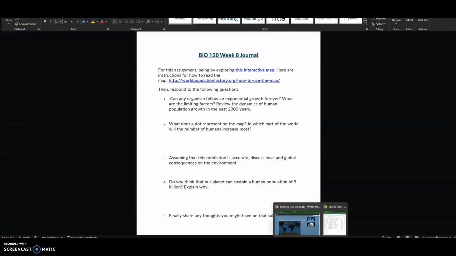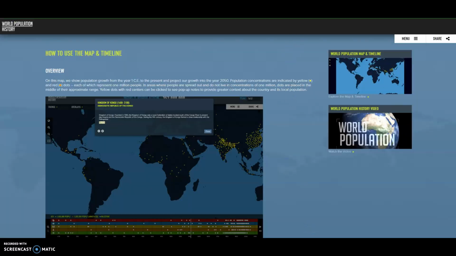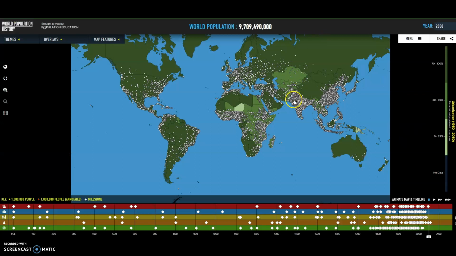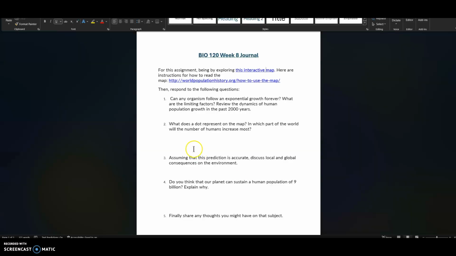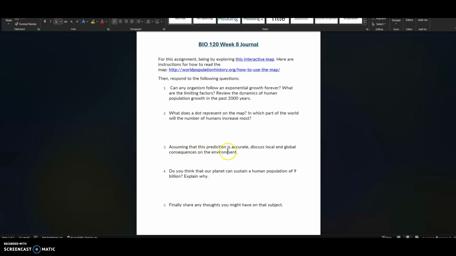So if we go back to that map that we were looking at, the dots they're talking about are all of these white dots. Then, assuming that this prediction is accurate, discuss local and global consequences on the environment. So what's going to happen as the population grows. And you want to give a couple of different consequences, not just one. I would say 2 to 3.